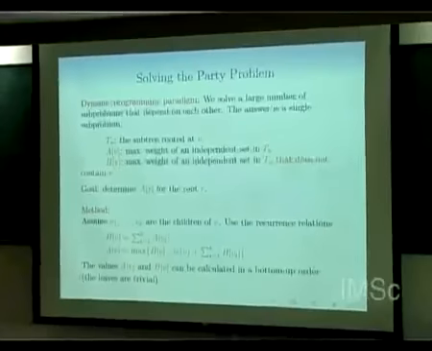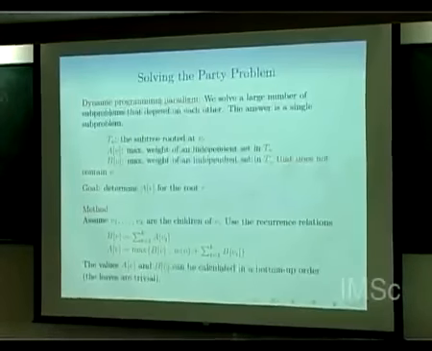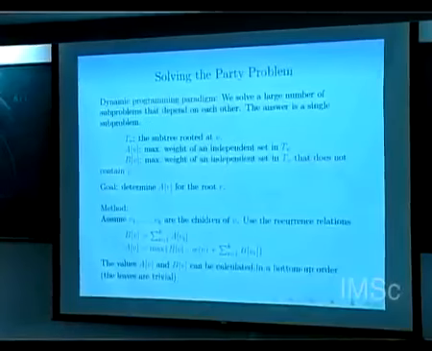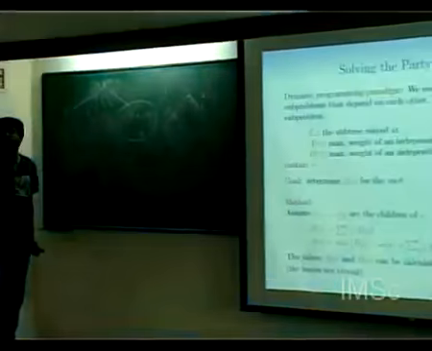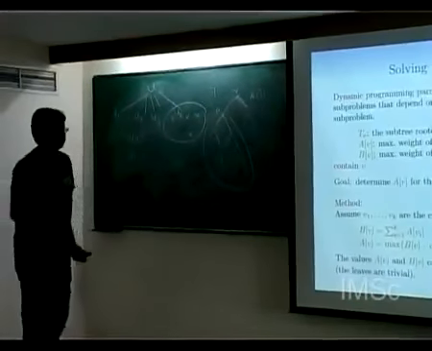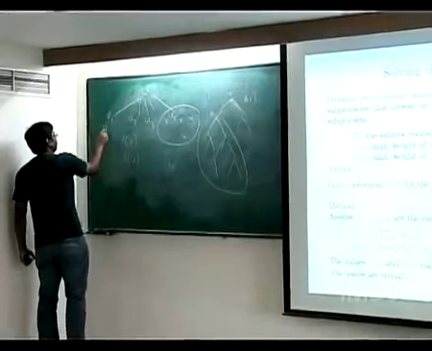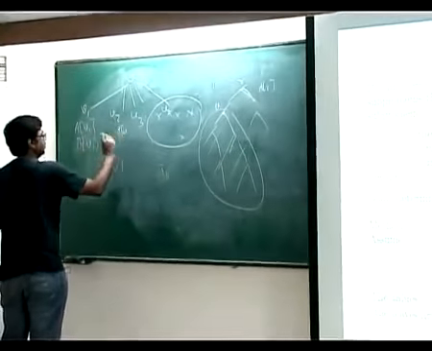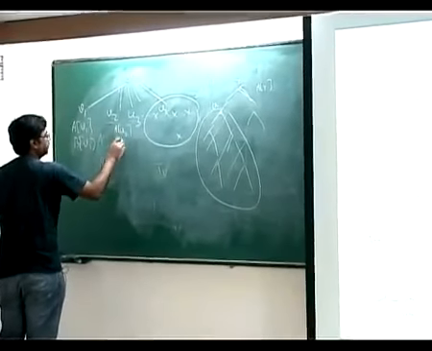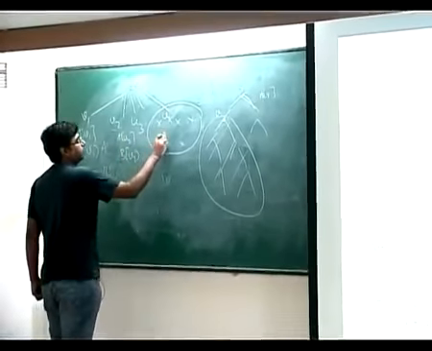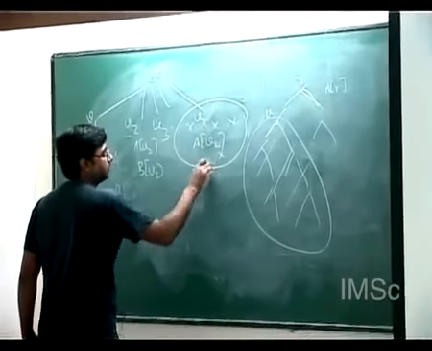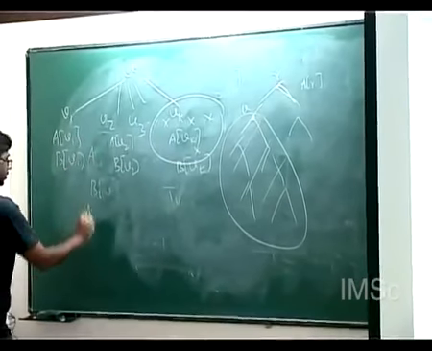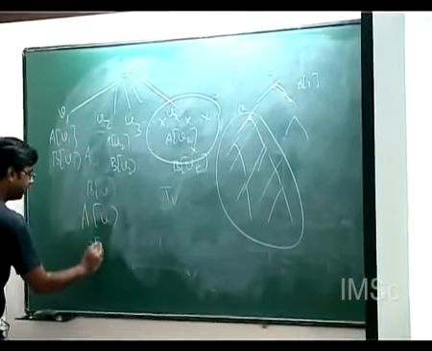Okay. So what is the method? Suppose we have V and it has some children V1, V2, V3 up to Vk. We already know A of Vi and B of Vi. And what is our goal? Given these numbers, we want to compute A of V and B of V.